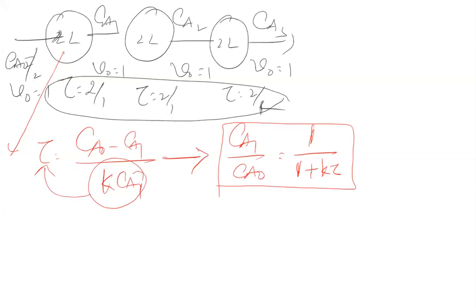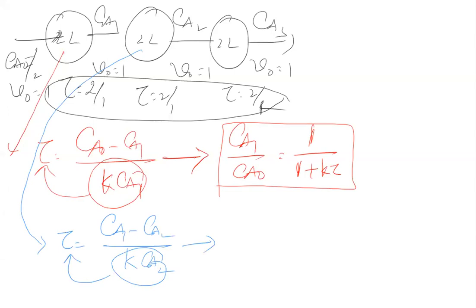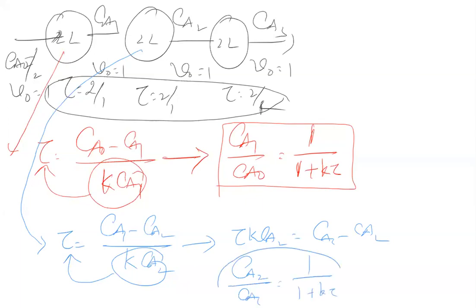Now if I write this equation for the second reactor, tau will be same, no? Same tau. But it is CA1 minus CA2 divided by K into CA2. So what do you get here? If you take this side, then we get tau into K into CA2 equal to CA1 minus CA2. So CA2 divided by CA1 is equal to 1 by 1 plus K tau. So basically this is the equation. But if you take CA1 and substitute here, then what happens? CA2 divided by CA0 is equal to 1 by 1 plus K tau whole square.